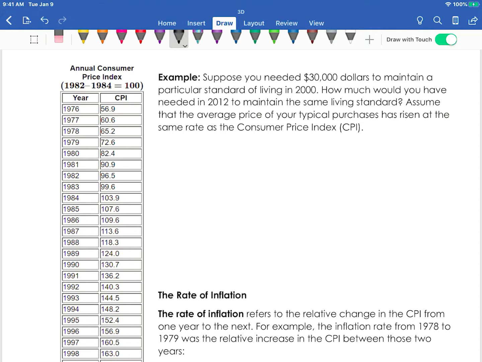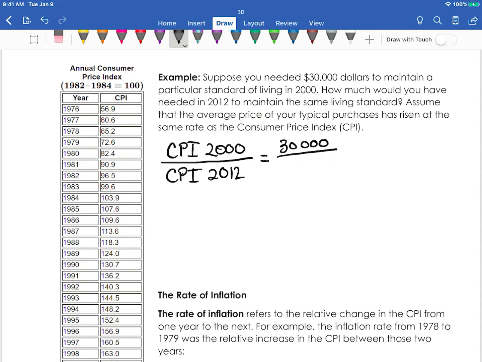This is what we're going to use the CPI for. Set up a ratio. We're going to do CPI for 2000 over CPI for 2012. And our standard of living in 2000 would be 30,000. What we're looking for is the standard of living in 2012, so that's going to be our unknown. I'm going to use cross multiplication to solve for x. So I'm going to do the CPI in 2000 times x, and that's going to be equal to the CPI in 2012 times 30,000. When you look up on the chart, the CPI in 2000 is 172.2, and the CPI in 2012 is 229.6.